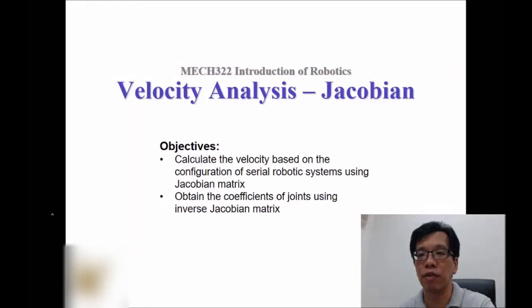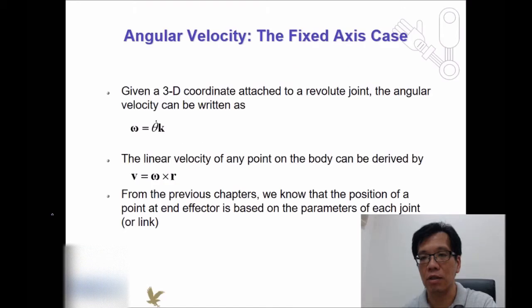Okay, this is Module 5, Velocity Analysis using Jacobian. In this module, we're going to learn how to calculate the velocity of a robotic system based on the configuration of the robotic device using the Jacobian matrix. Also, after getting the Jacobian matrix, we can obtain the coefficients of individual joints by inverting the Jacobian matrix and doing some calculation. So let's get started.